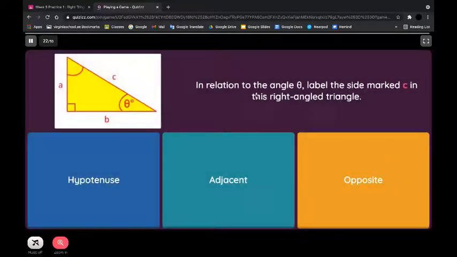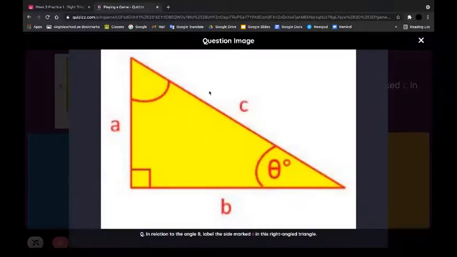In relation to the angle theta, label the side marked C in this right angle triangle. So this is C and this is our angle theta. C is the hypotenuse because it falls right across the right angle and it is also the longest side in this triangle.